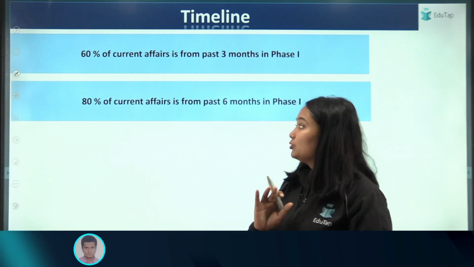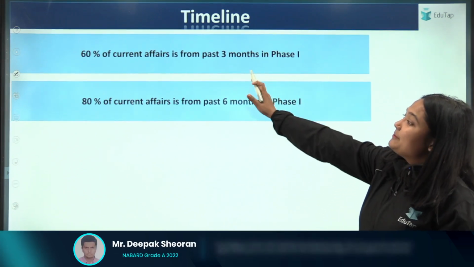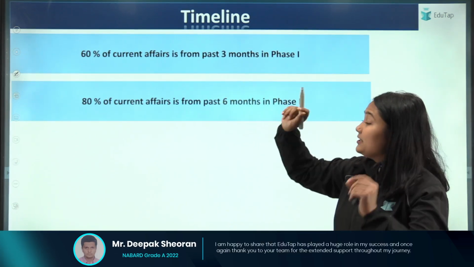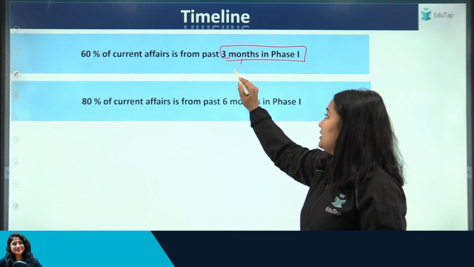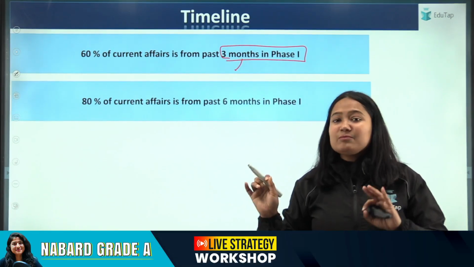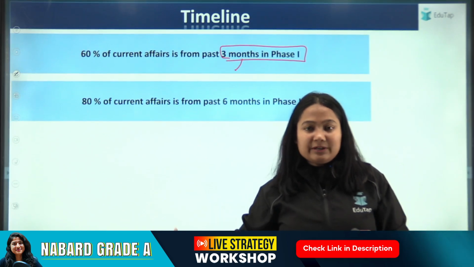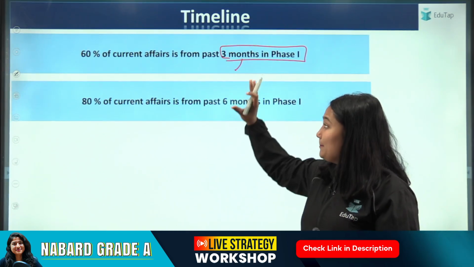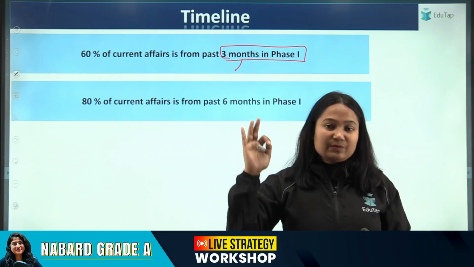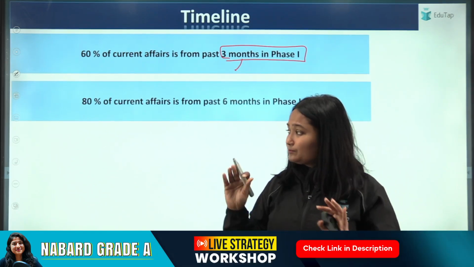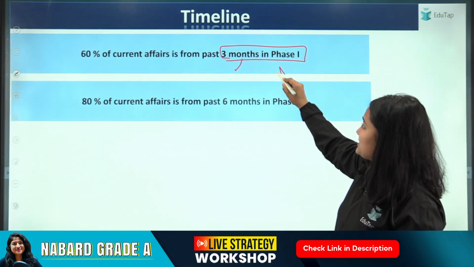So the first thing you need to note down is, see, 60% of current affairs usually are from the past 3 months of phase 1, right? This is the majority case. I'm not saying this will happen in 2024, 2025 also, but yes, this is the case most times. In the last 3 months, 60% of the current affairs are there. So most of the time this is the case.